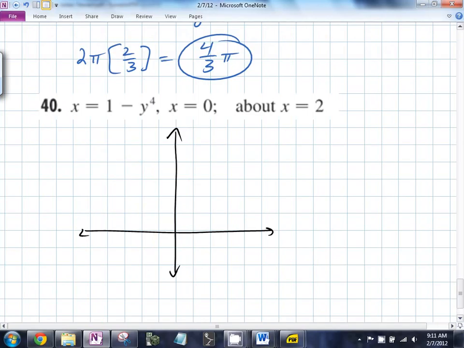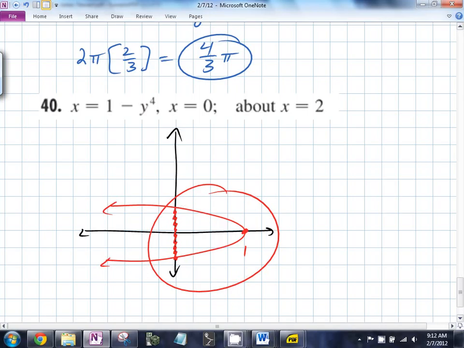Which way does it face? Okay, when y is 0, what's x? When y is 0, what's x? It's 1, right? Which way is it going to face, left or right? It's going to face left, because when x is 0, y is plus or minus 1. So it's going to go like this. Do we agree with this? Okay. And it's x equals 0, so it's this boundary right here. So do you see your shape?